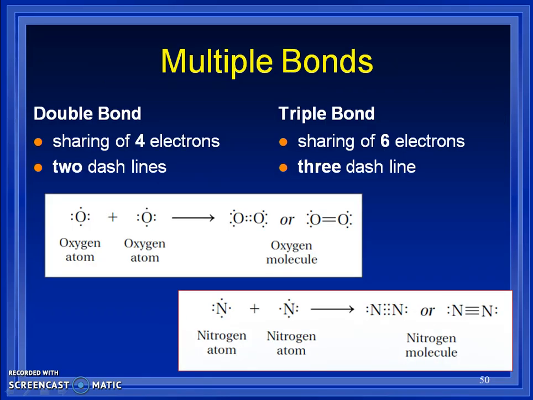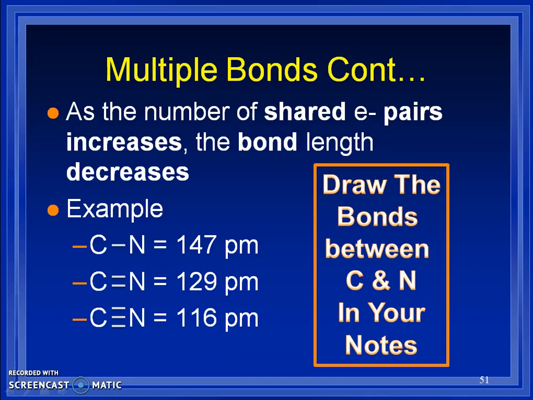Multiple bonds, so we have double bonds and we have triple bonds. Of course, a double bond is sharing of 4 electrons, usually shown by 2 dashes, as you see here in oxygen, and a triple bond is sharing 3 pairs of electrons, or 3 dashes. Please draw in those lines. They were a little difficult for me to put into your notes, so please draw those lines as the single, double, and triple. And what happens as we increase the number of bonds between 2 atoms?